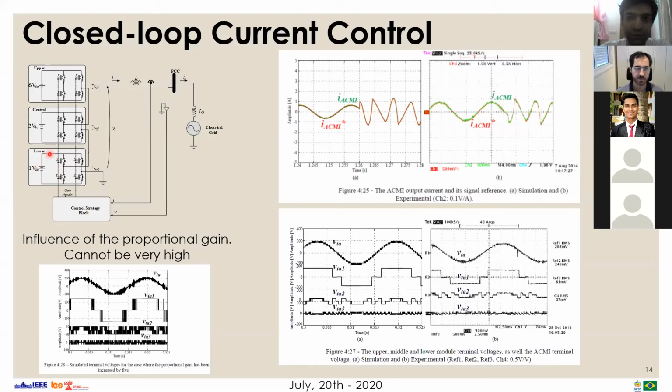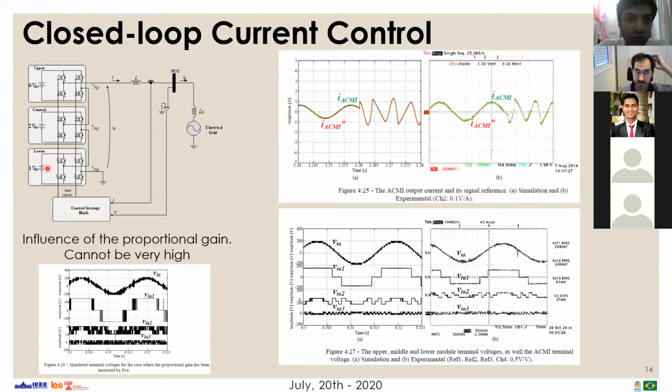Or alternatively, including here a resistor. But this is a challenge because the inclusion of a resistor will consume the power, and maybe this consumed power is higher than the switching losses. And this makes the inverter unfeasible again. Okay. This is quite an interesting question.